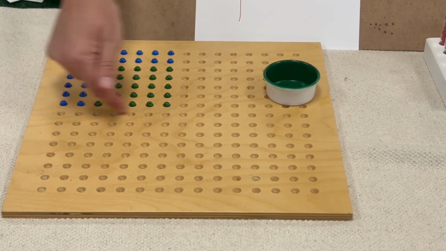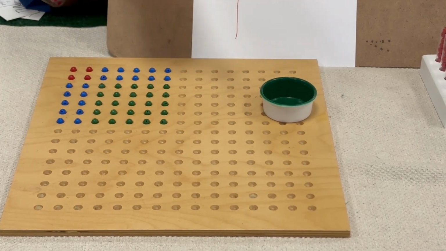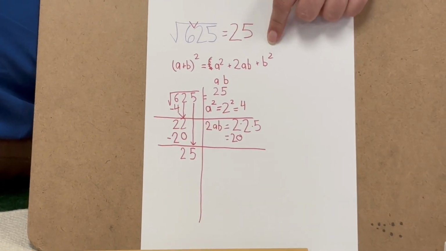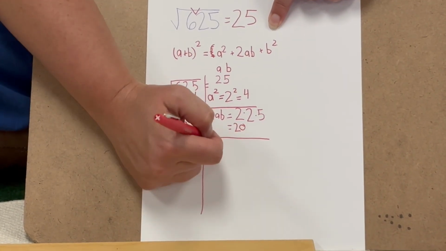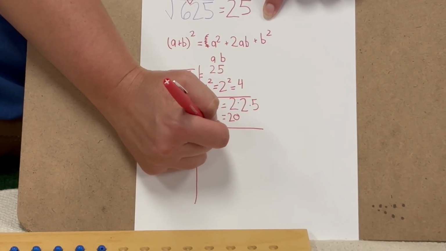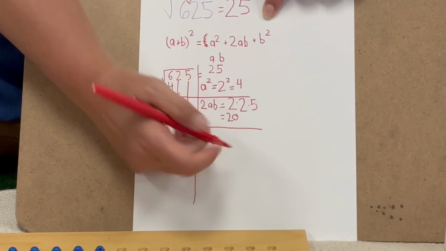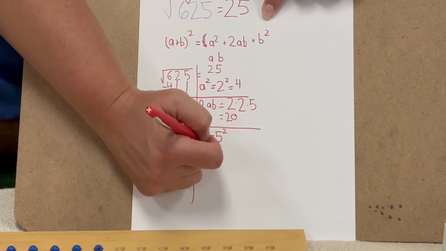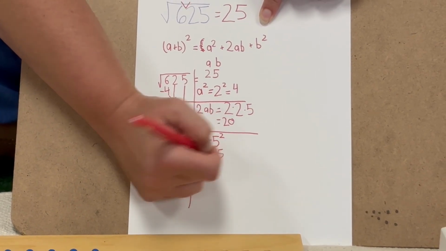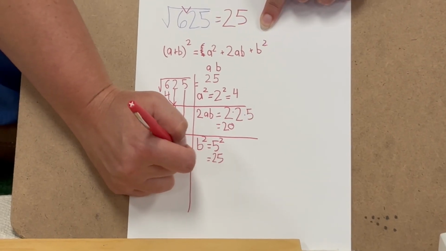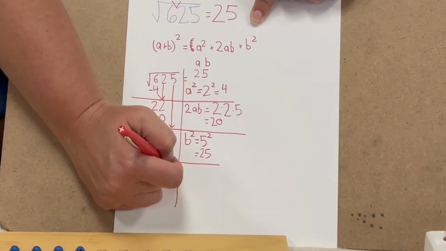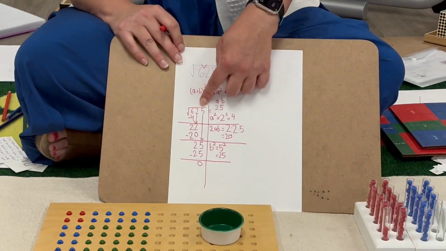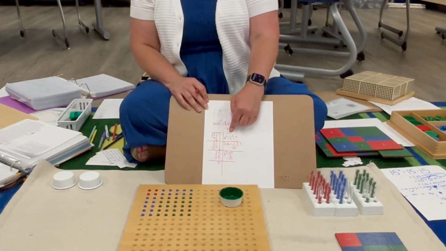All right, the root is what is on the bottom. We have 25. Let's finish up our math over here. The third piece of our equation is b squared. We said we think that b is 5. So everywhere it says b, we're going to write 5. 5 squared equals 25. We're going to place that right here. 25 minus 25 is 0. There's nothing left here. So the square root of 625 equals 25.